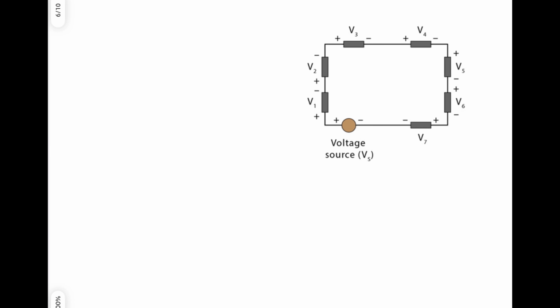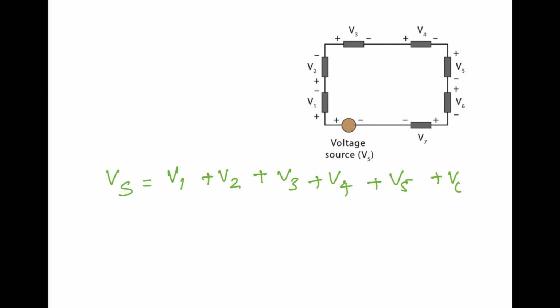So this is a loop. We have a voltage source Vs and different resistors, 7 resistors connected, forming a closed loop. The voltage developed across the resistors will be equal to the voltage source. So we can write the equation as Vs equals V1 plus V2 plus V3 plus V4 plus V5 plus V6 plus V7.